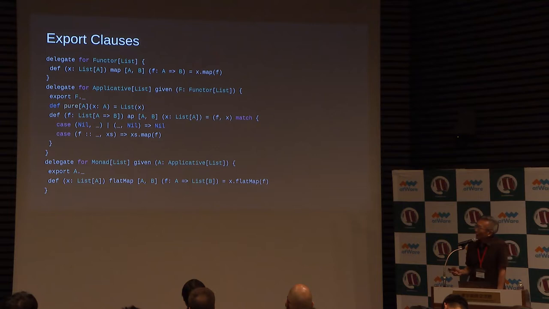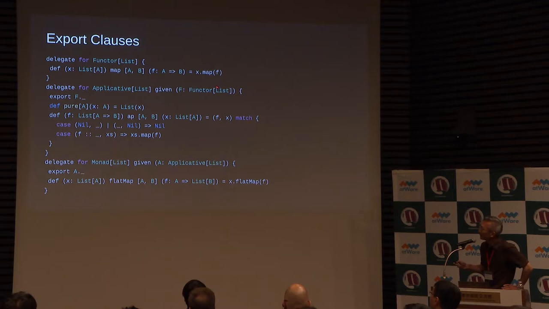Export clauses. I think this is really good too. Okay, let's see. We have a delegate. We are defining a list functor instance here, and then to define an applicative list instance, given a functor list, we can just export f, all right? When you do this export f, basically what it does is it's exporting all the f methods. So for f, the method is map. So for this instance, it has pure, it has this ap method, and also this map method.